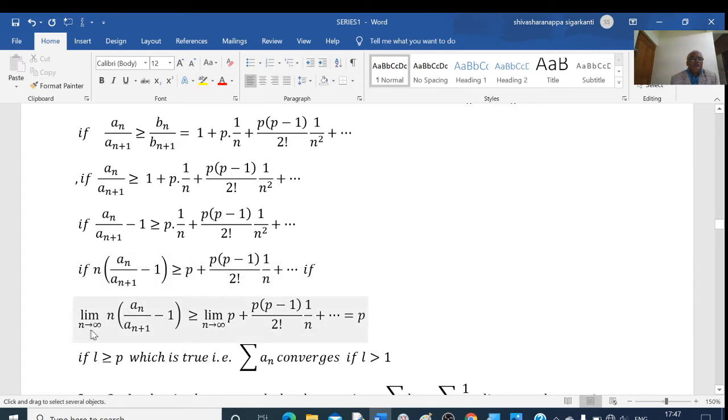So that is here, limit n tends to infinity, n into An by An plus 1 minus 1 is greater than or equal to limit n tends to infinity, p plus p into p minus 1 by 2 factorial into 1 by n plus p into p minus 1 into p minus 2 divided by 3 factorial into 1 by n square. Now, after applying the limit, what is this one? Limit n tends to infinity, n into An by An plus 1 minus 1, I have taken this equal to L. So the left hand side is equal to L, greater than or equal to.